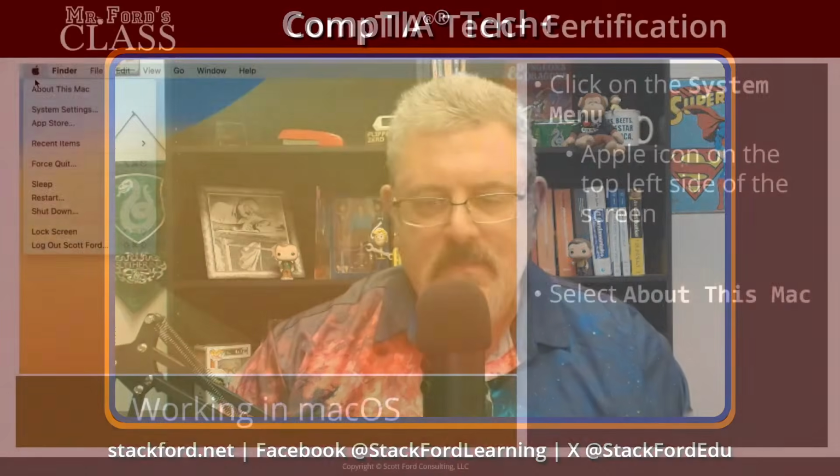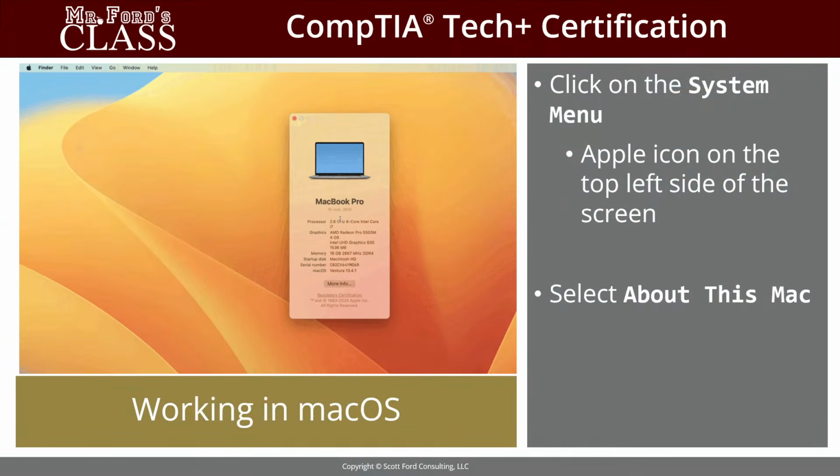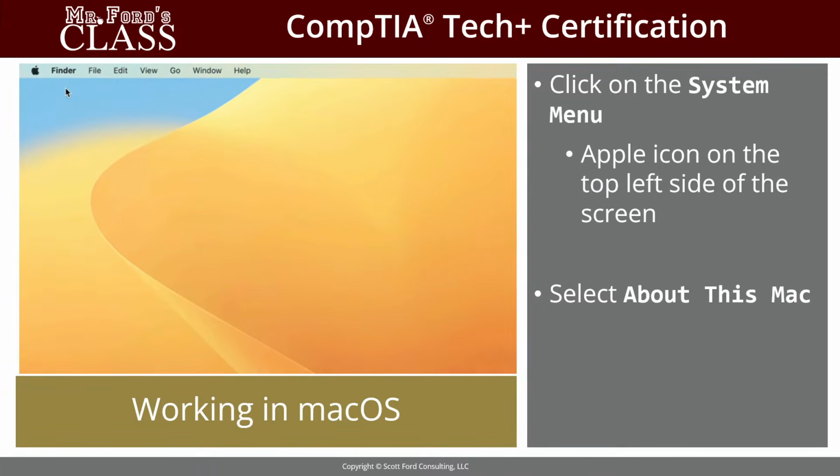Now, working with a Mac, you can see what you have fairly simpler, I think, by just going to the System Menu. That's the Apple icon on the top left side of the screen. Select About This Mac and go from there.